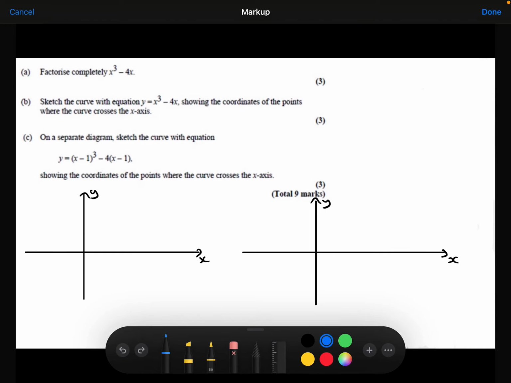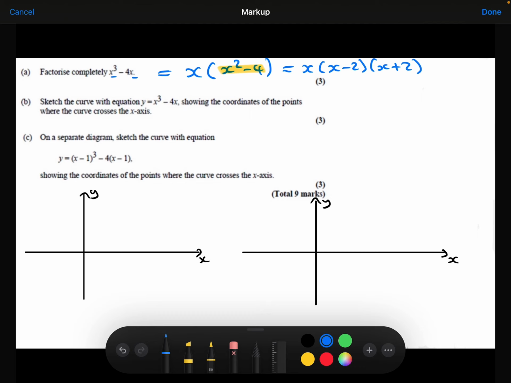Part A, factorise completely, x cubed minus 4x. So let's start off by factorising x outside, which will leave me with x squared minus 4 on the inside. I can then factorise a little bit more because I can use the difference of two squares to factorise x squared minus 4. It will be (x minus 2)(x plus 2). That is now factorised fully.